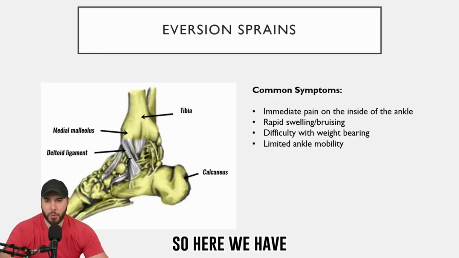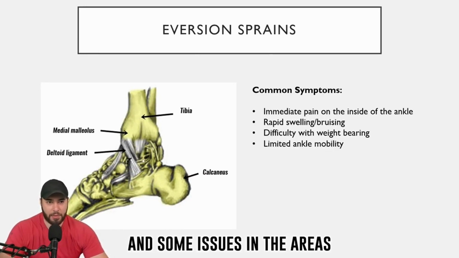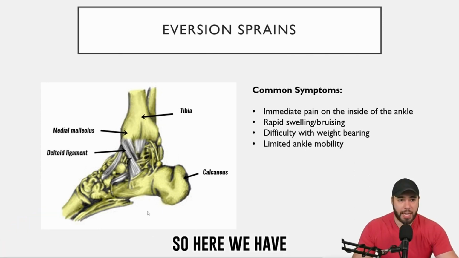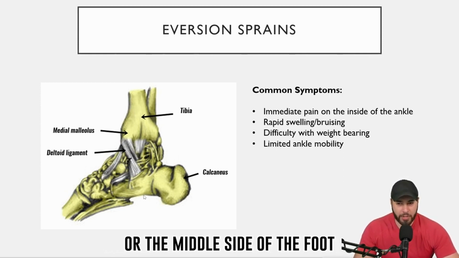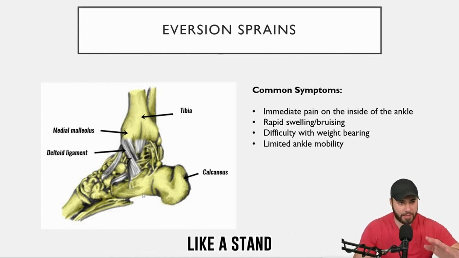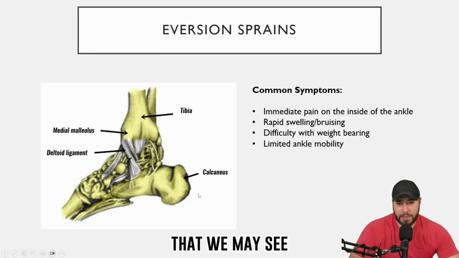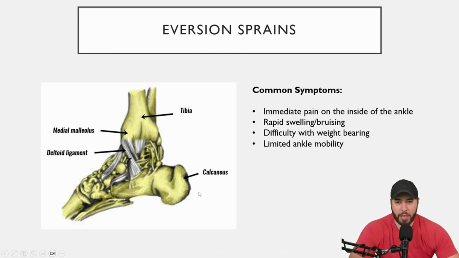So here we have an eversion sprain covering the certain aspects of what we might see and some issues in the areas. It's showing you the medial or the middle side of the foot if you're looking at it from between your feet and your foot was put on a stand. Some of the common symptoms that we may see is immediate pain on the inside of the ankle, rapid swelling or bruising, difficulty with bearing weight, and limited ankle mobility.